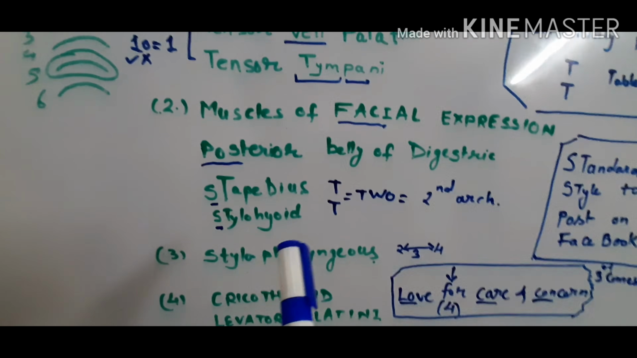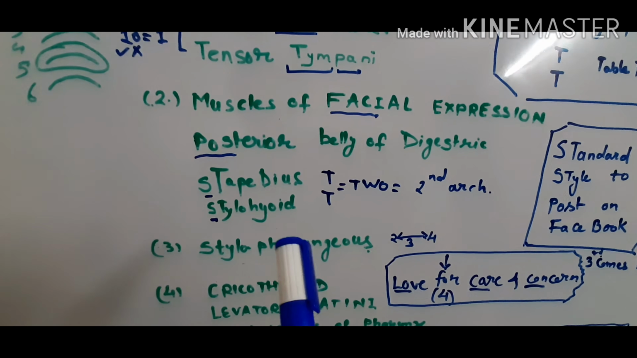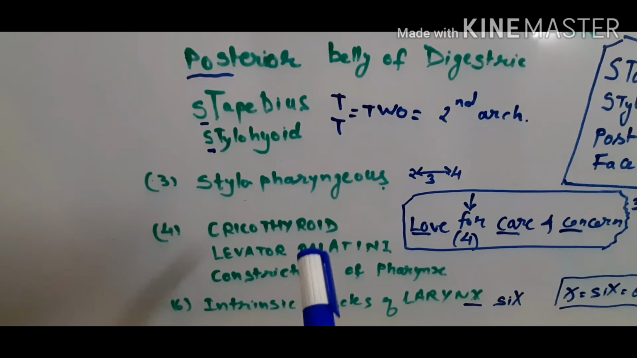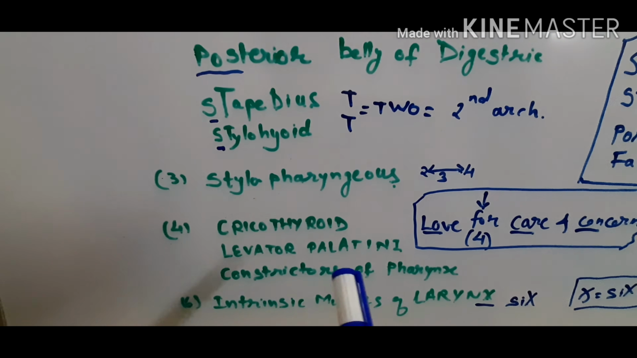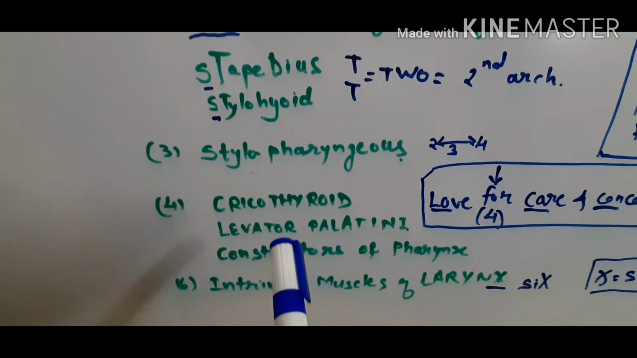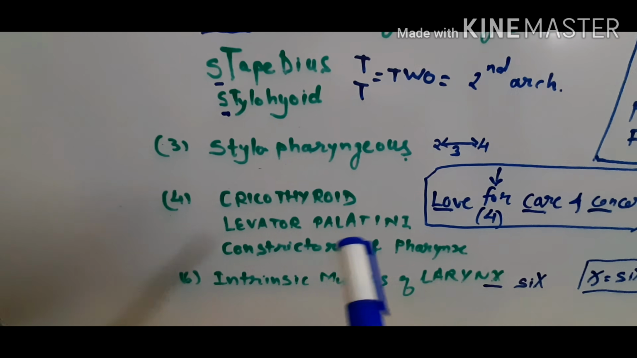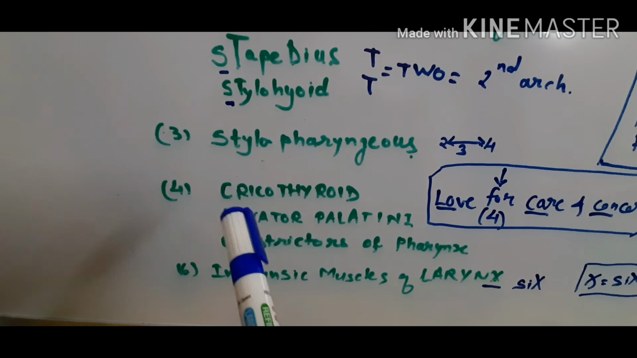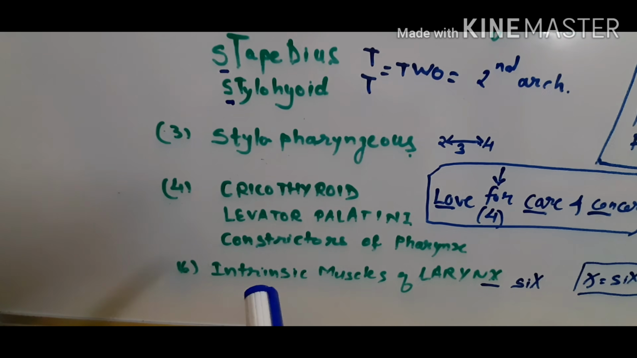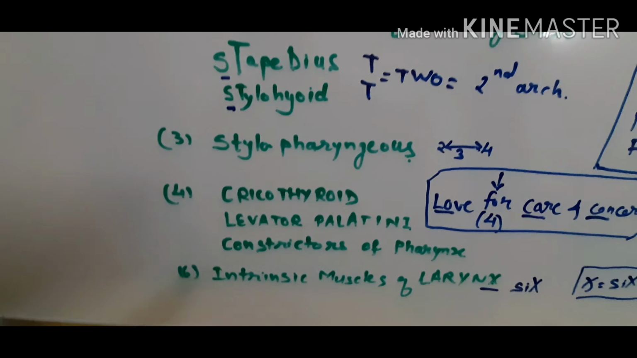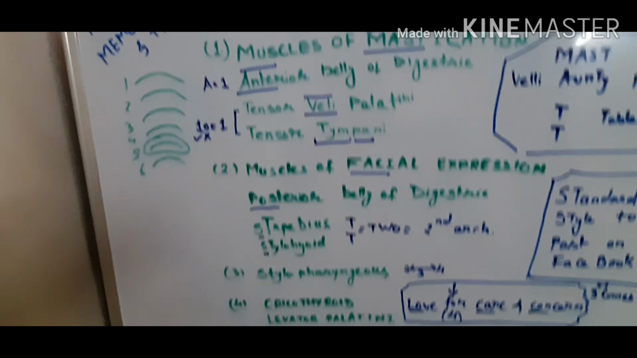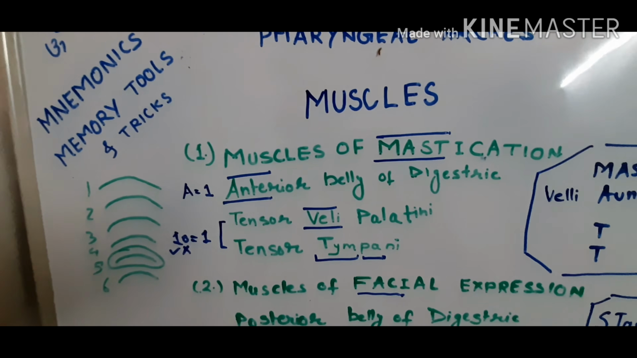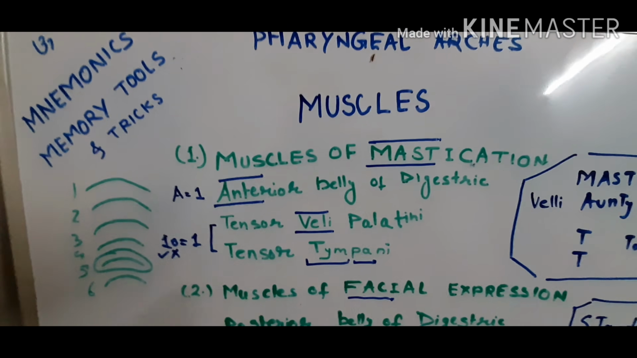Then come to the third arch, which is stylopharyngeus, and the last one is cricothyroid, levator palatini and constrictors of pharynx. All the constrictor muscles of the pharynx which help in the constriction of the pharynx. So these are the fourth arch derivative muscles, and sixth is the intrinsic muscles of larynx. Okay, so hope this is clear to you. Now we will understand the mnemonic. Listen to this, watch till last and don't miss it, very carefully.